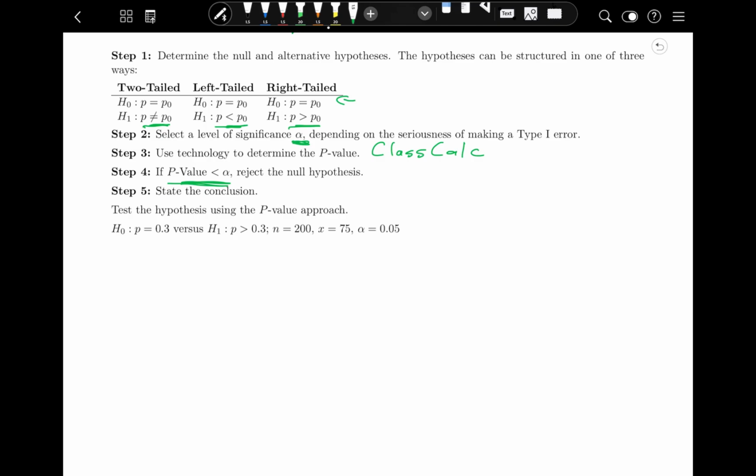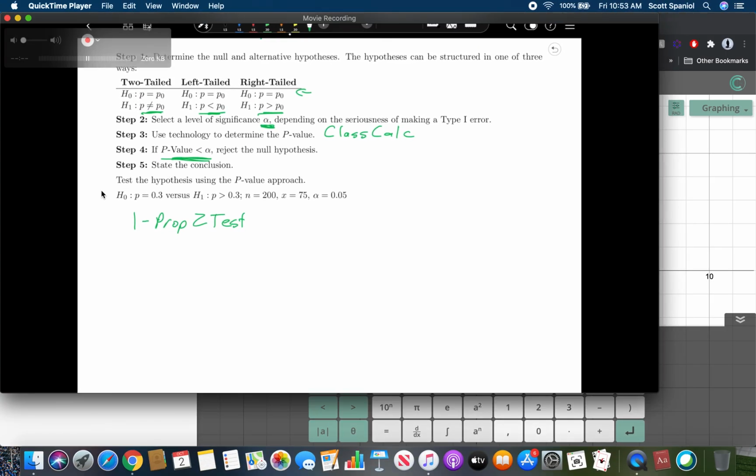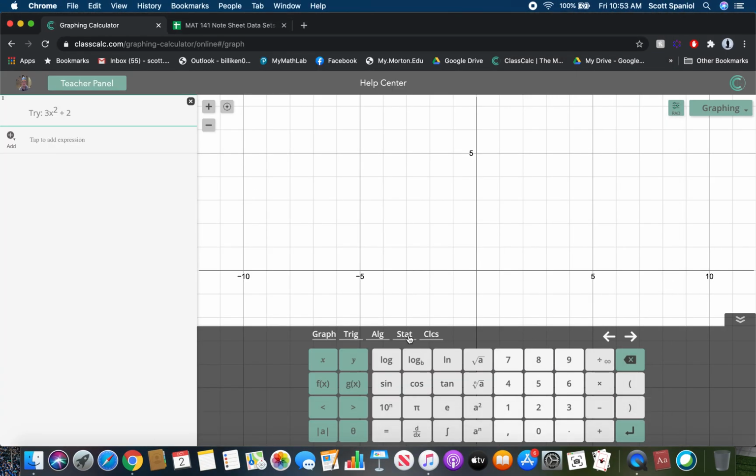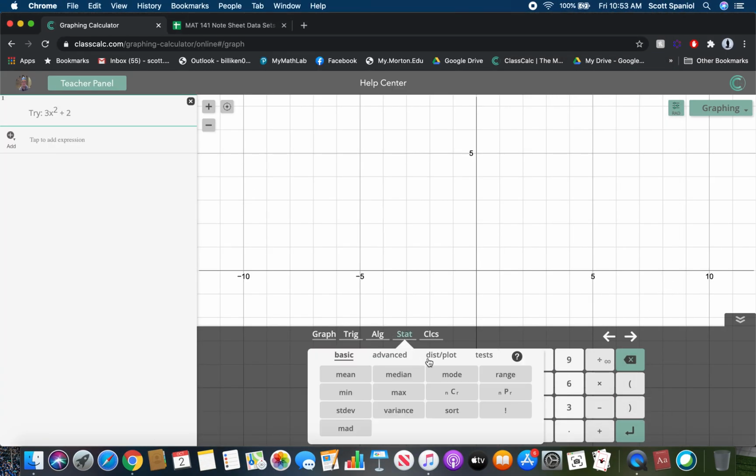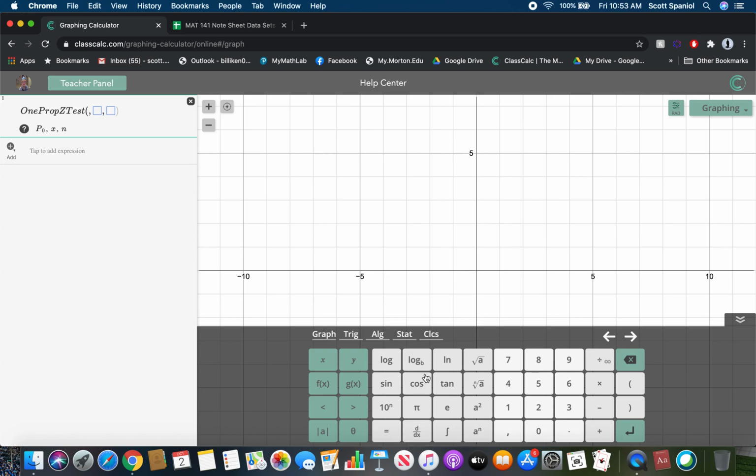Okay, and so in this case, we're dealing with one variable, we're dealing with proportions, and we're doing a test on the normal curve. So we're going to use what's called a one prop z-test. In ClassCalc, we're going to go to Stat, Tests, and choose one prop z-test. Notice this is exactly the same wording as one prop z-int, except we're doing a test instead of an interval.